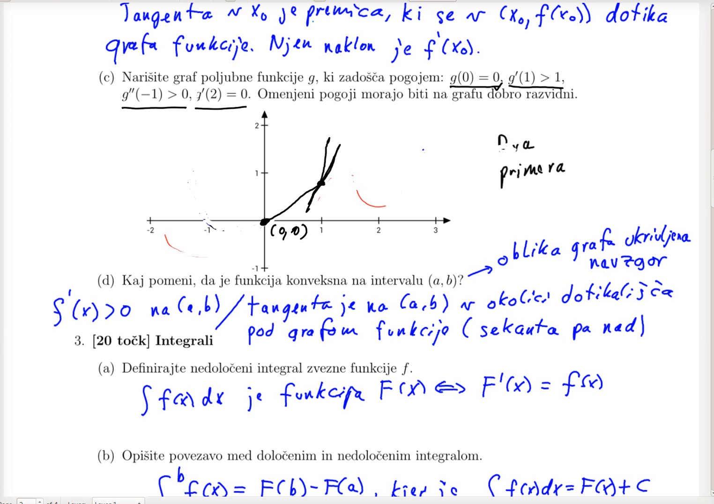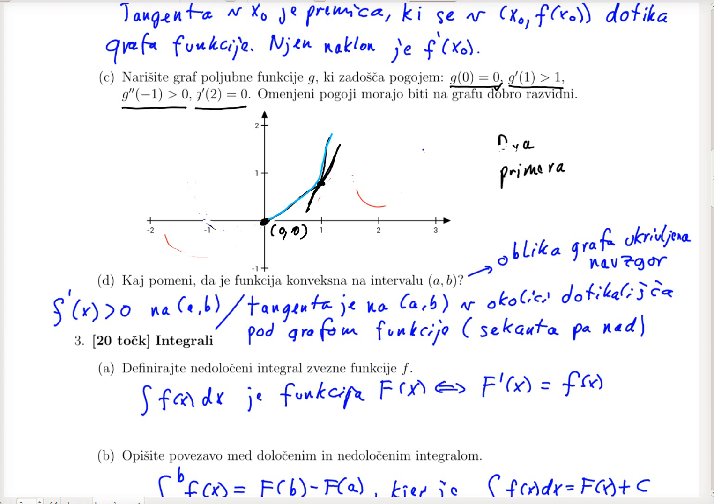Let's use another color. Okay, so the graph of the function goes like this. The tangent line is steeper than for k equals 1. And then we have another condition, g double prime of minus 1 is greater than 0. That means that the function here has to be convex, meaning that the tangent line has to be under the graph of the function.